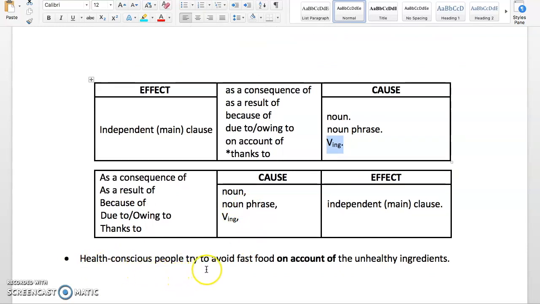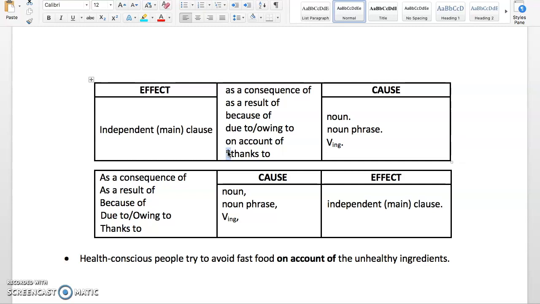Health-conscious people try to avoid fast food on account of the unhealthy ingredients. So, as you see, we don't have a full sentence after "on account of." These structures all have the same meaning, but there's a star here. Why is it so? Remember? Because we prefer to use "thanks to" only in positive contexts.